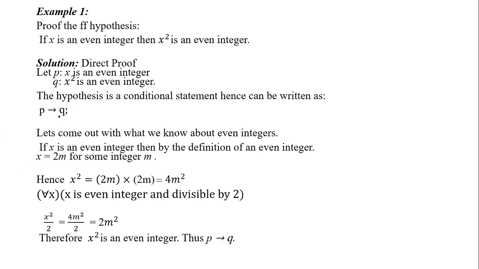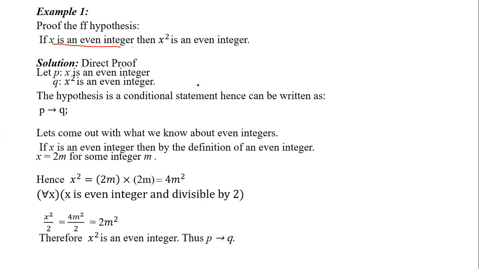So let P be what? P is x is an even integer. Q will be the conclusion part. We will also say that x squared is an even integer. So we have P implies Q. Now let's see if it is true or valid.